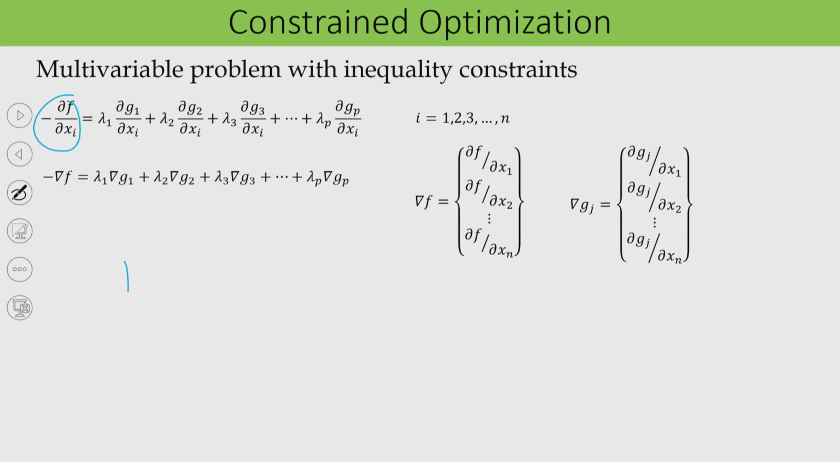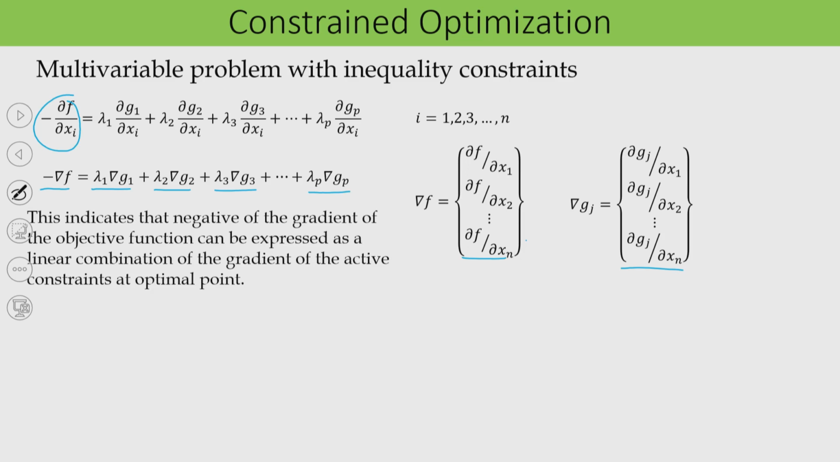So, in that case what I am getting now is minus del f equal to lambda 1 del g 1 plus lambda 2 del g 2 plus lambda 3 del g 3 plus ... plus lambda p del g p. I have defined here what del f is, and I have defined del g. Now, what does it mean basically?